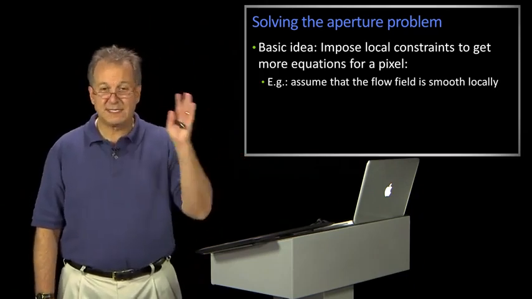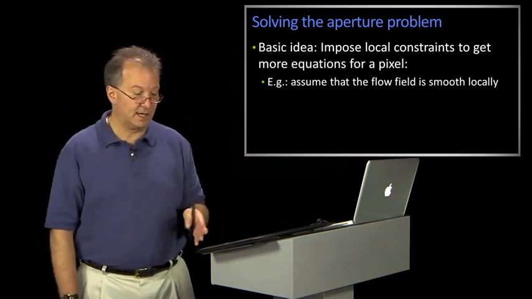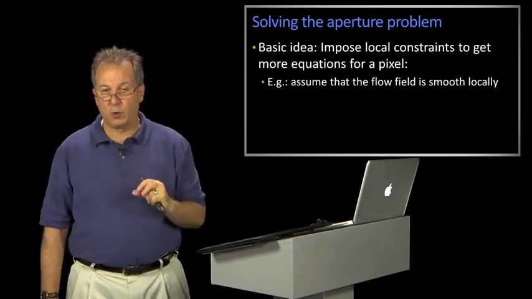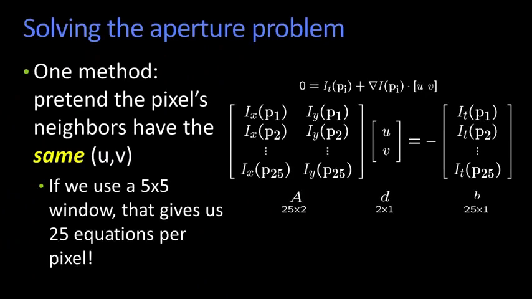First, we did the global constraints, then we did the local constraints of Lucas-Kanade. The idea was that by having these local constraints, we could have more than one equation per pixel. The basic idea was to pretend that all the pixels were moving in the same direction in a little local neighborhood, so we would sum up over that window. We said a 5 by 5 window, you'd have 25 equations per pixel.